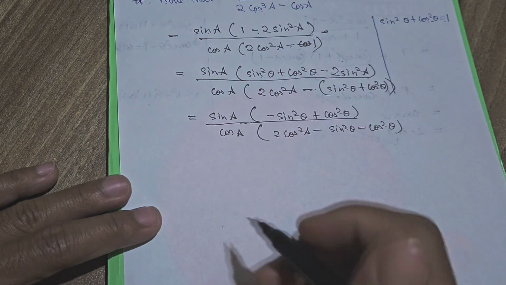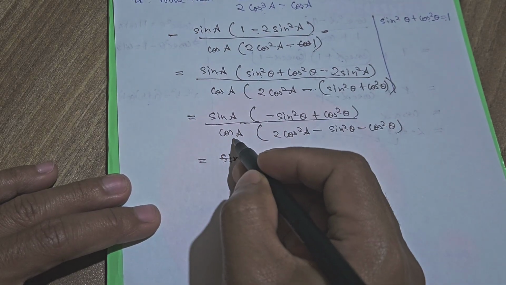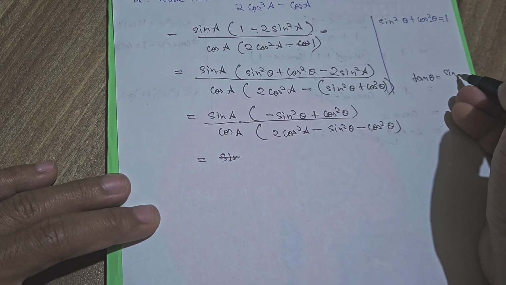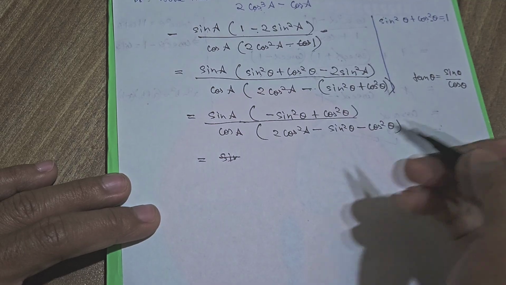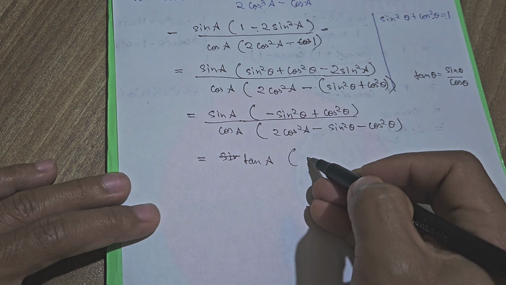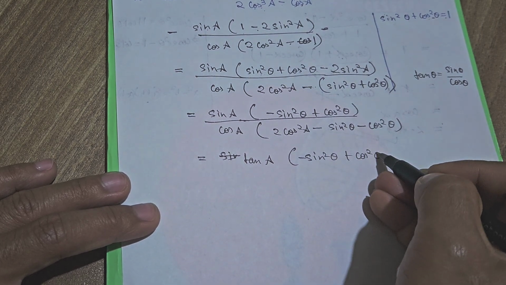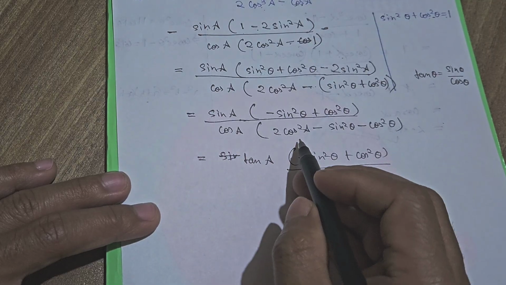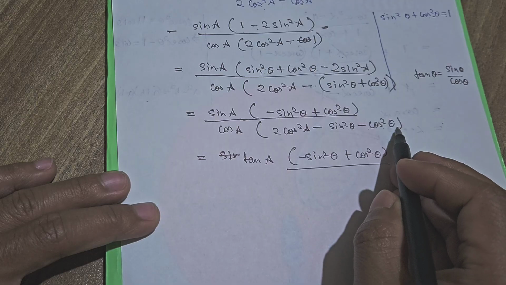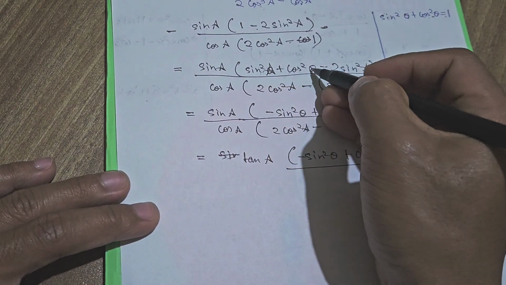Next step, sin A by cos A. What is it? Tan theta is equal to sin theta by cos theta. So we will place tan A. Here what is remaining? Minus sin square theta plus cos square theta divided by 2 cos square A minus cos square theta. Oh, sorry, because of theta we are going to write A.